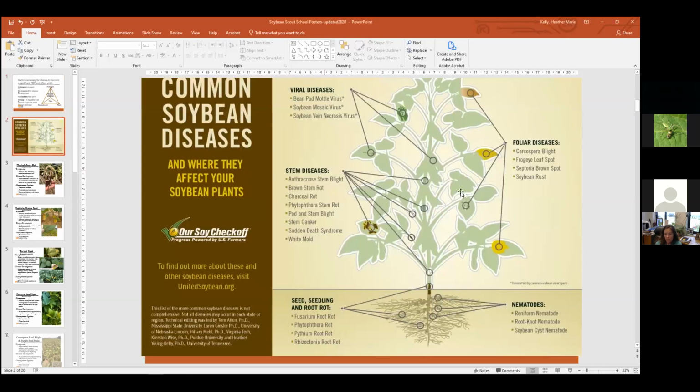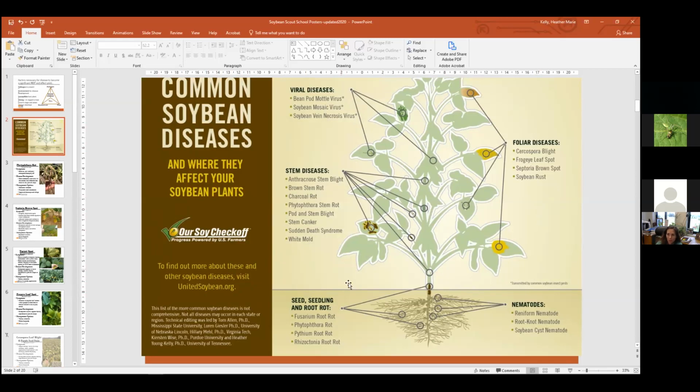So some of the common diseases in soybeans and where they occur. This is a really nice poster that was put together with plant pathologists across the US that work on soybean and supported by the checkoff funds. More information like this can be found at unitedsoybean.org, as well as the Take Action site for pesticide management, again, supported by the checkoff funds. There's a lot of different diseases that can occur on soybeans. I'm just going to try to highlight some of the major ones.